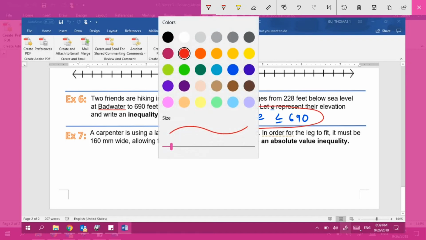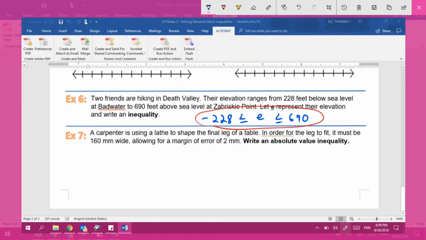And then looking at number 7, a carpenter is using a lathe or something to shape the final leg of a table. In order for the leg to fit, though, it must be 160 millimeters wide, allowing for a margin of error of 2 millimeters. Write an absolute value inequality.